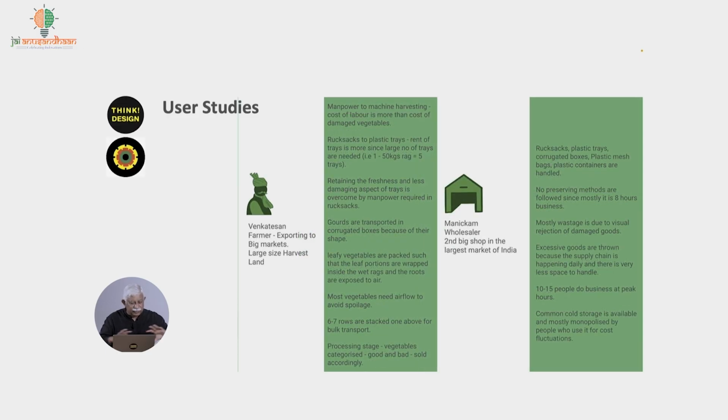Taking different cases, Venkateshan is a large farmer who exports to the big markets. Manikam is a wholesaler who has the second big shop in the largest market in India. So user studies were done with different stakeholders to understand the problem space itself, right?